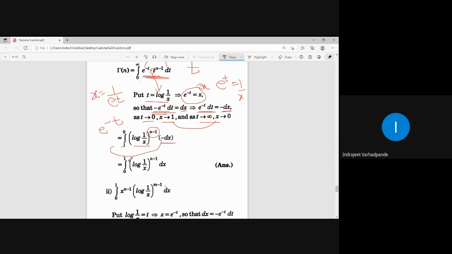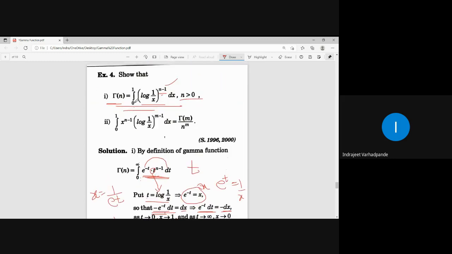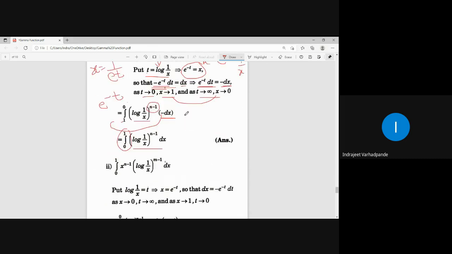Absorb the minus, then the limits of integration will swap. I am left with log of 1 by x to the power n minus 1 dx. So initially I started with the definition of gamma n and tried to substitute in a proper manner so as to get the result 0 to 1 log of 1 by x to the power n minus 1 dx for n greater than 0. This is how the problem which we were asked to show is proved.